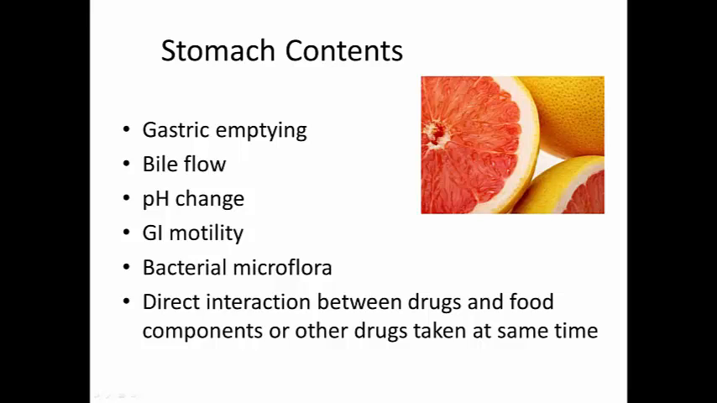Absorption can also be altered by direct interactions between drug and food components, or between drugs and other drugs taken at the same time. For example, grapefruit juice can alter the activity of an enzyme found in the GI epithelium and liver that metabolizes many drug compounds. This can have a large impact on the amount of drug that reaches the circulation. In the next slide, you'll see why.